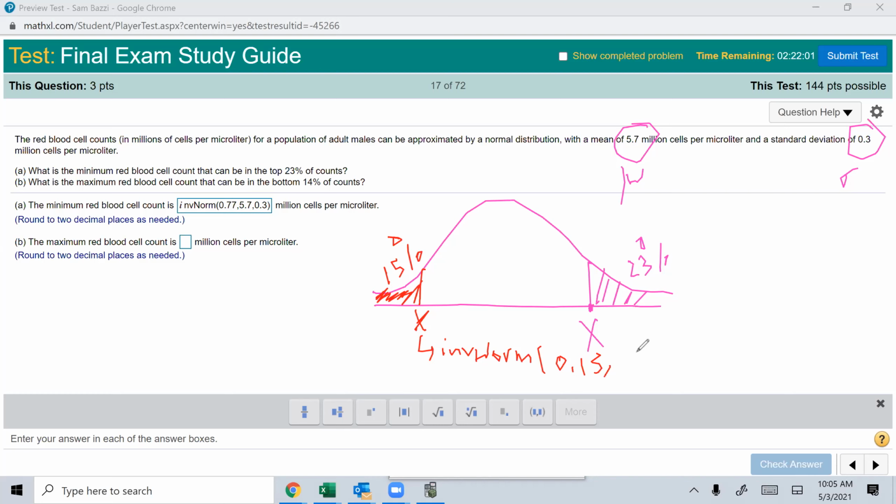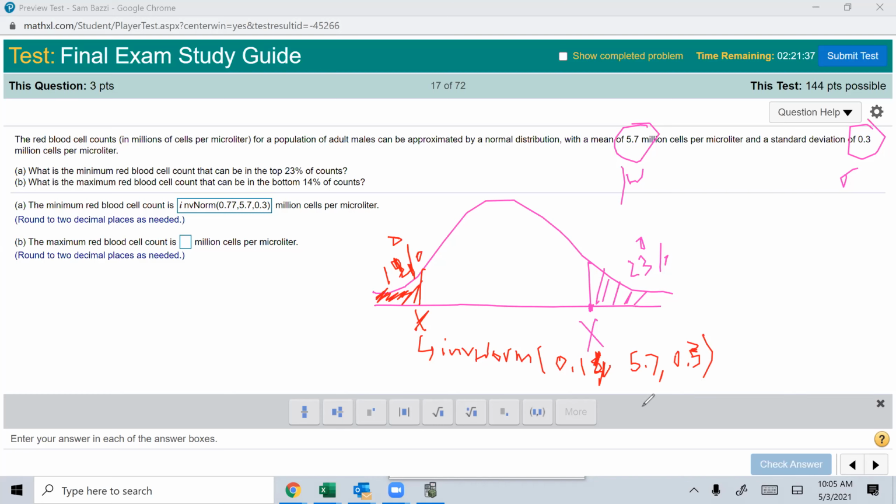0.15 and then 5.7, guys. And then 0.3. You mean 14? Oh, 14. Oh, they say 14. Yeah, you're right. I would have gotten this wrong on the test, guys. I put 15. So read the question more than once before you answer it.